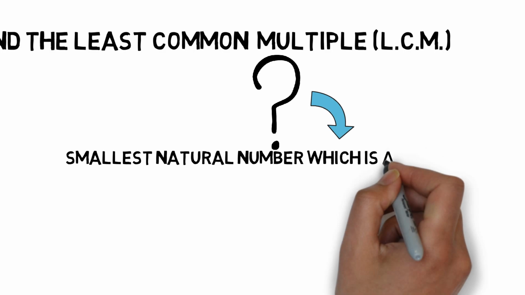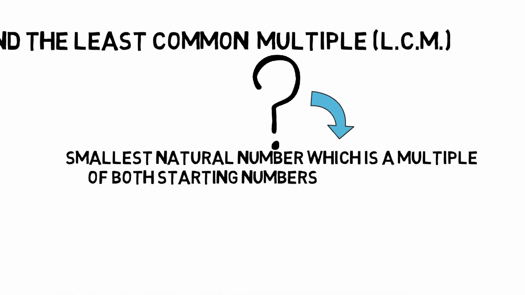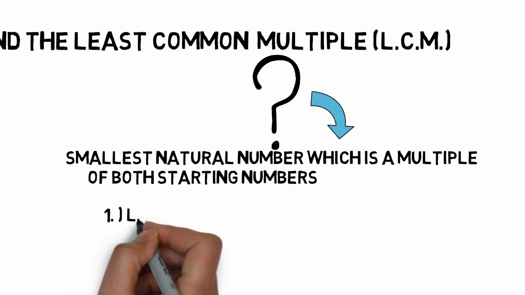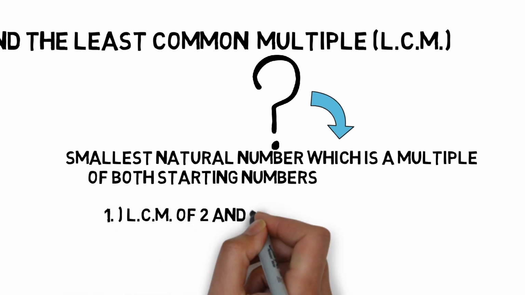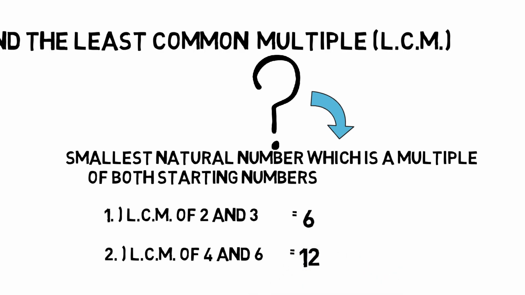This is the smallest natural number which is a multiple of both starting numbers. If we have two numbers, that's the smallest number that is a multiple of both of these numbers. For example, number 1, 2 and 3, and example number 2, 4 and 6. The LCM for 2 and 3 is 6, and for 4 and 6 is 12.